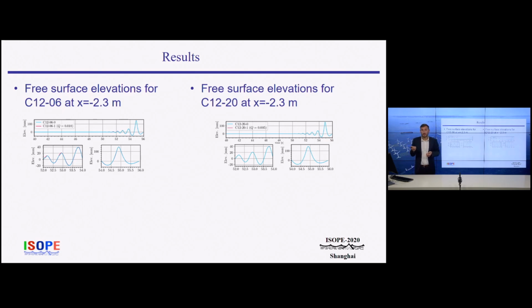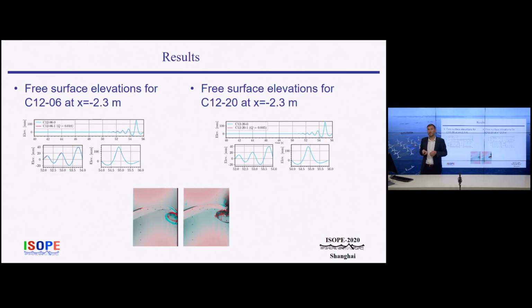It can be observed that they superimpose accurately, with negligible differences in C1220. The resulting high-speed camera images at the moment of impact are shown here, and the superposition of those images indicates an almost perfect match for C1220 and a slight difference for C1206.